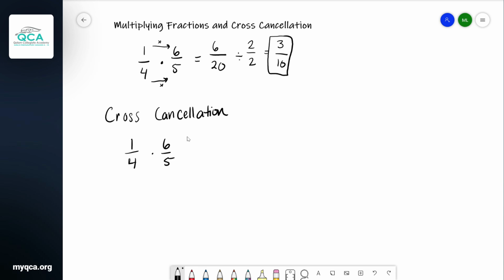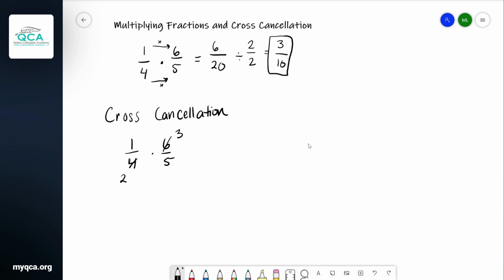Yes, they do. The greatest common factor of 6 and 4 is 2, so I can divide both 6 and 4 by 2. 6 divided by 2 is 3, so I cross it out and put 3, and I divide the number on the bottom, 4, by 2 as well. So this becomes 2. So you took the 2 out of both of them.